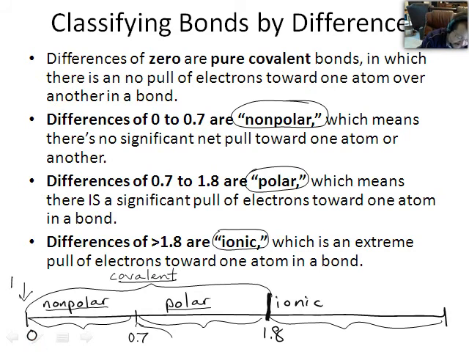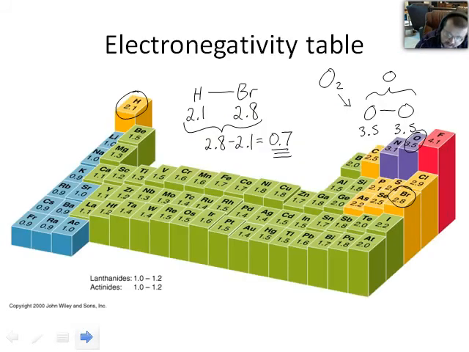There's a special name for this. Pure. It is a pure covalent nonpolar bond, because in O2 we've got the same atom on both sides. It's not that there's close to no pull in either direction. There is no pull in either direction. The O2 is purely covalent, meaning it's purely sharing.